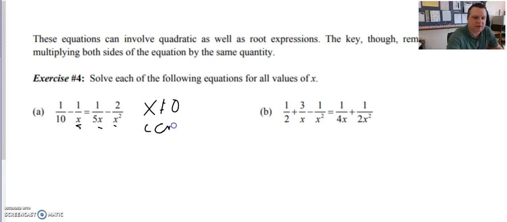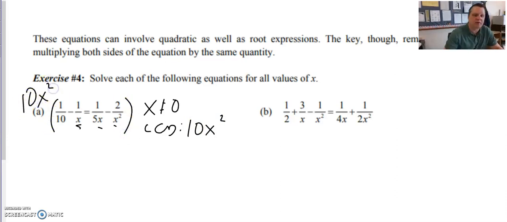So here's your LCD, which we worked on, like I said, in lesson 10. The LCD of 10 and 5 is 10. Highest x is x squared. So you have 10x squared. So that means you multiply every single term by 10x squared. Of course, we start out with monomials, then we're going to get into polynomials, more difficult.